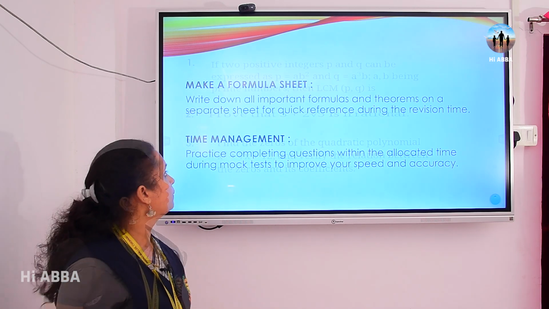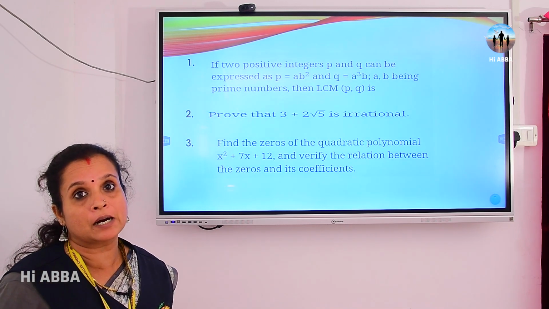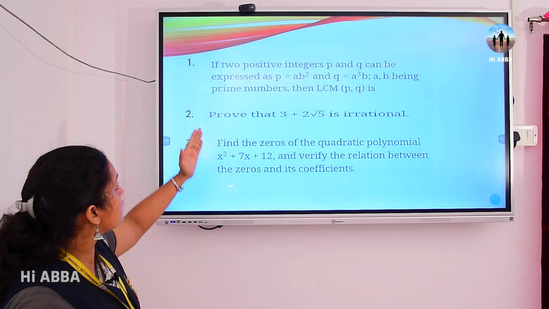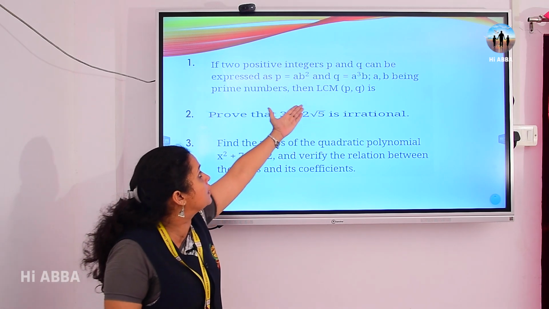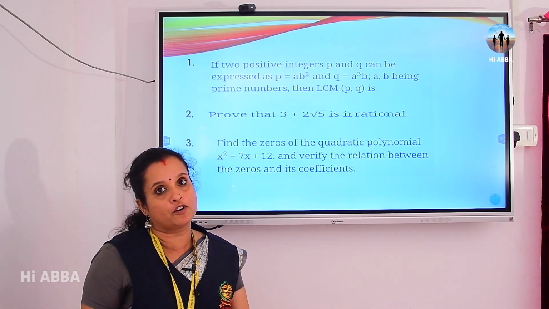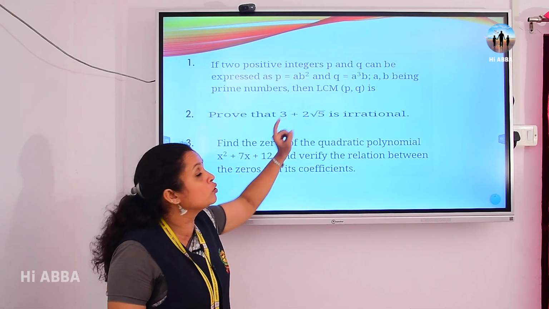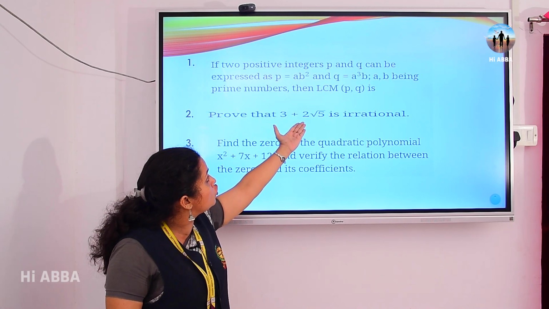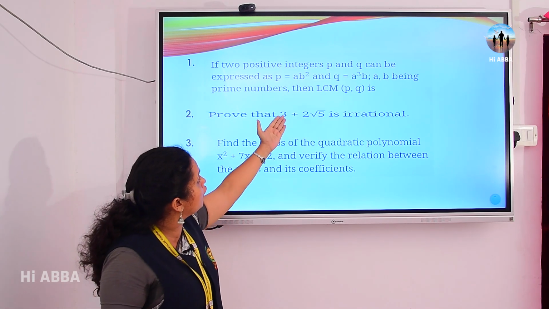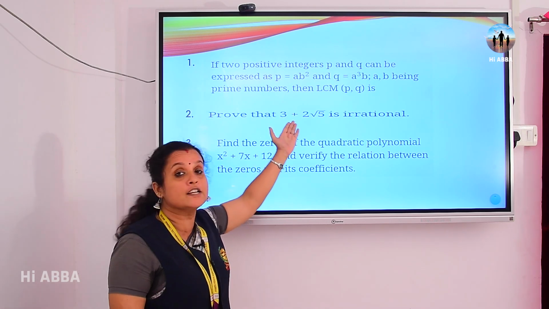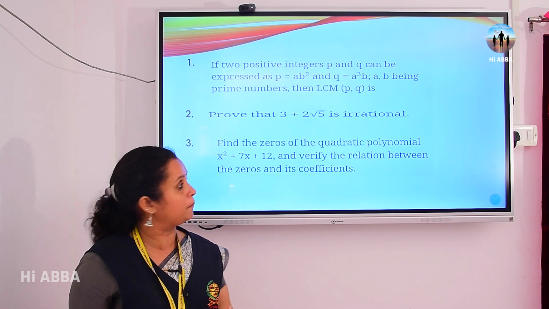Please check this one. The first chapter, number system, always asks these two types of questions. The first one is LCM, or instead of LCM they will ask HCF also. And the next one, prove that 3 plus 2 root 5 is an irrational number. Instead of plus, they may ask minus also, but the concept is the same.